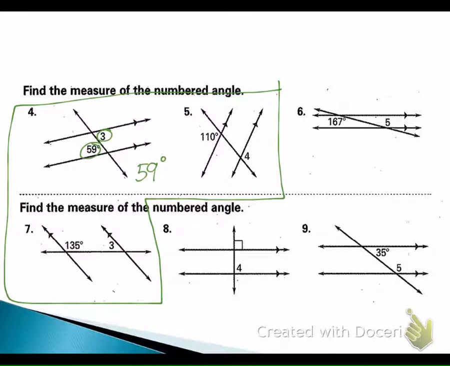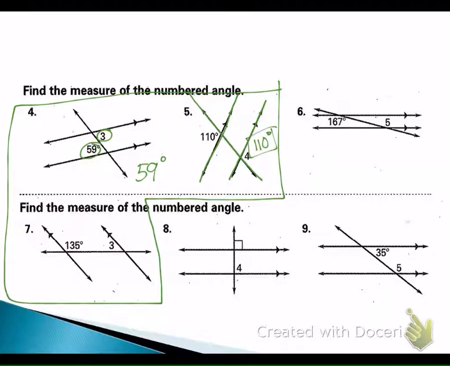Number 5. Different sides of this line, on the outside of these lines. Alternate exterior. And alternate exterior are congruent. So this one's 110 degrees.